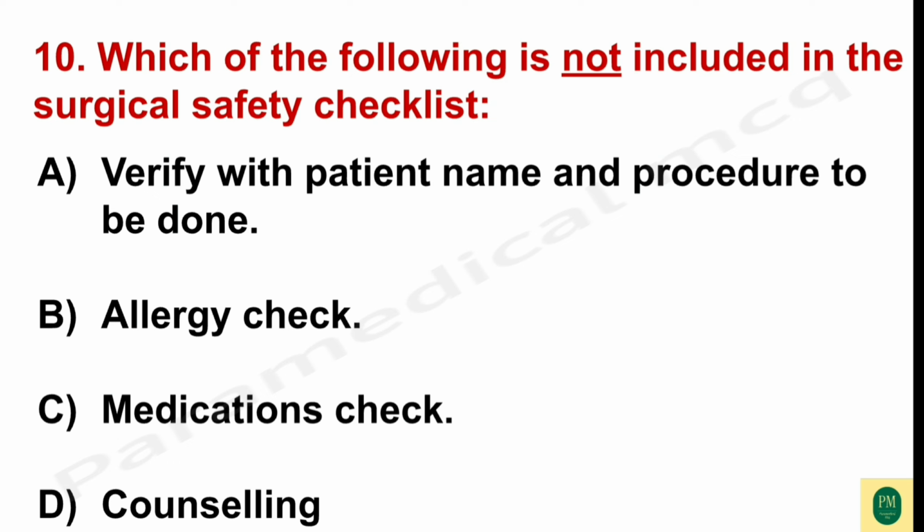Which of the following is not included in the surgical safety checklist? Option A, verify patient name and procedure to be done. Option B, allergy check. Option C, medications check. Option D, counseling. The correct option is option D, counseling.